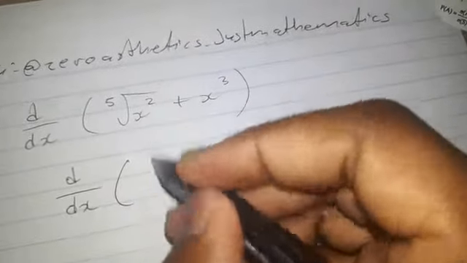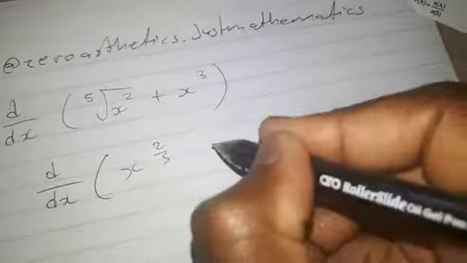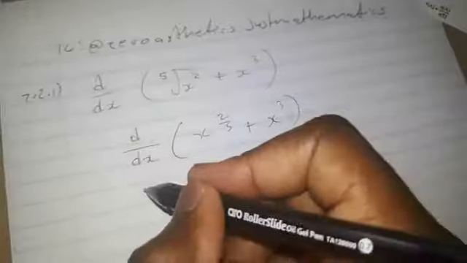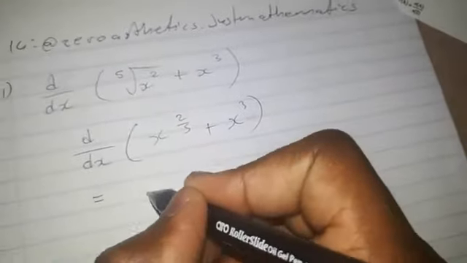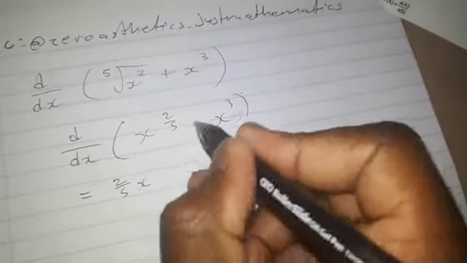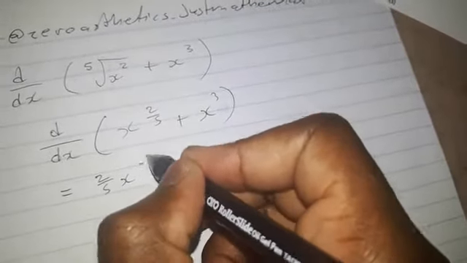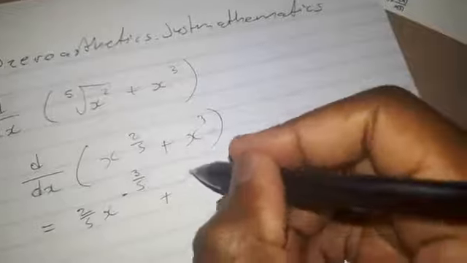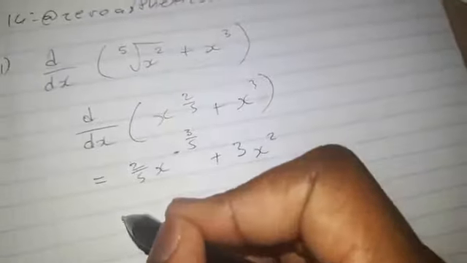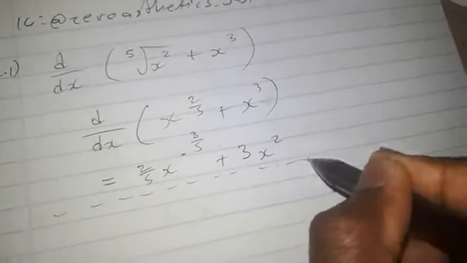Here the 5 can go under the 2, so you have x^(2/5), and then plus x to the power of 3. Now when you differentiate this, it is going to be equal to this exponent times 1, so it's 2/5 x. This exponent minus 1 is going to be negative 3/5, and then plus here you're going to have 3 times 1, which is like 3x, and then 3 minus 1 is a 2. Now here you're fine, here you're done. You see, this is 100% your answer.